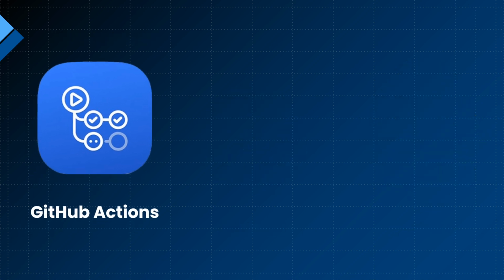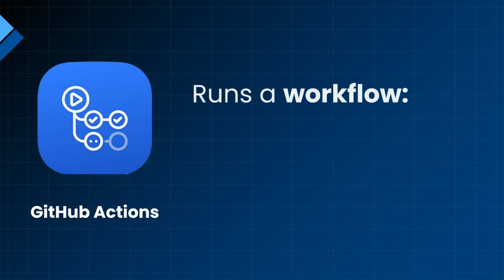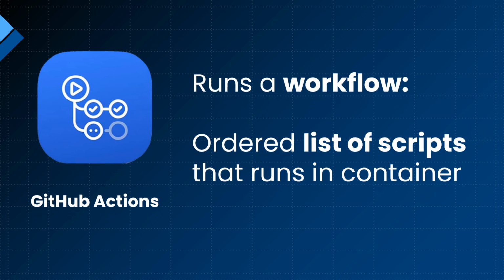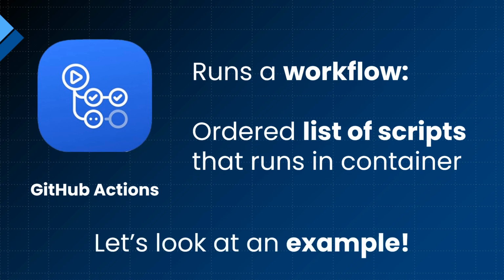With GitHub Actions specifically, it works by using something called a workflow. And what a workflow is, is basically just an ordered list of scripts that runs whenever a certain event happens. It runs in a container, and again, it's just an ordered list of scripts that runs after a certain event happens in your repo. So let's look at a quick example of one.